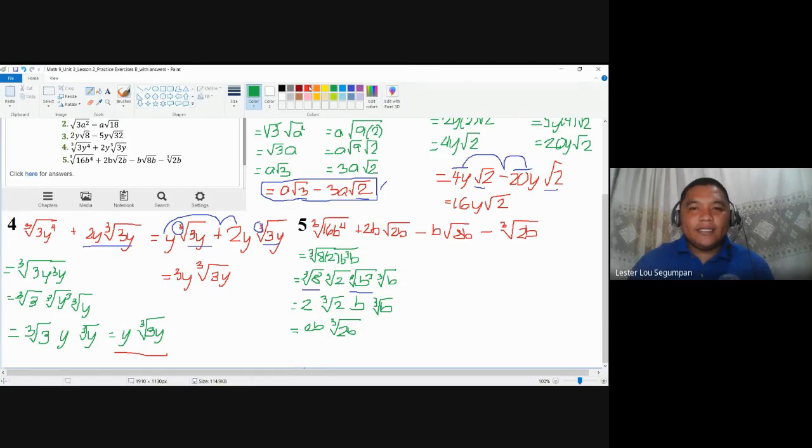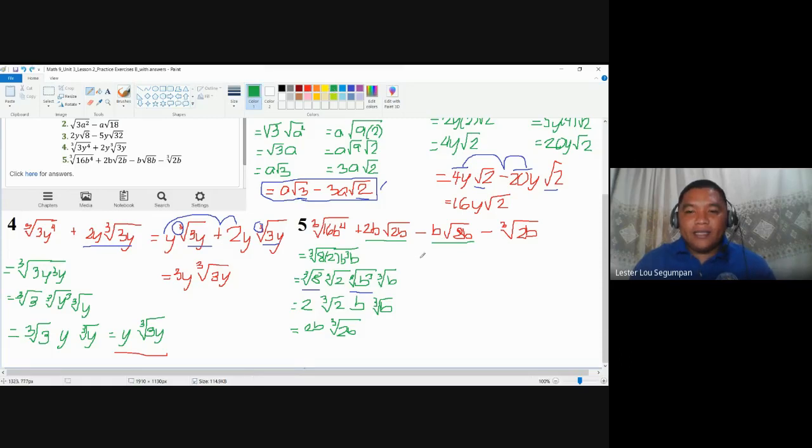Next, this is already the second term. This is already in simplified form because 2 is not a perfect square and b is not a perfect square that can be simplified by the square root. So as is. Next, you have square root of 8b, and 8 has a perfect square factor in the form of 4. So this can be simplified.